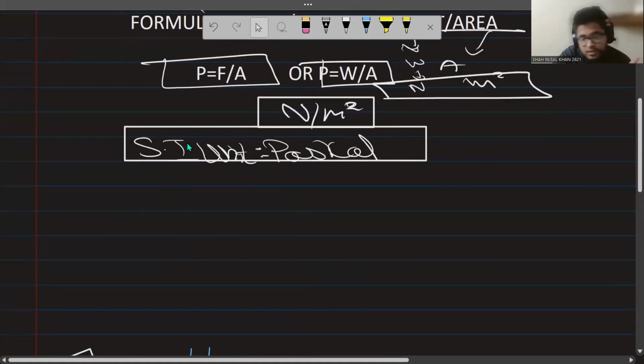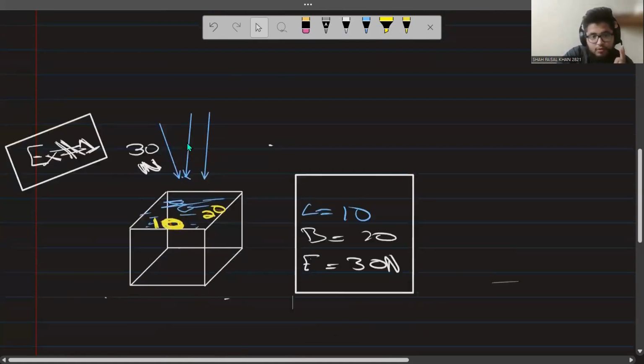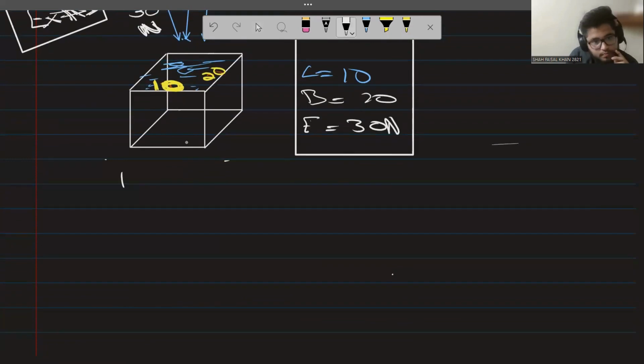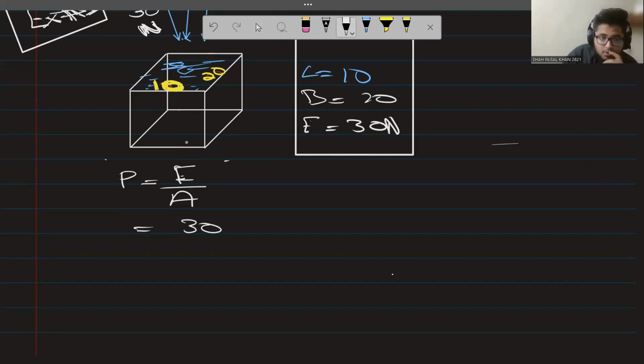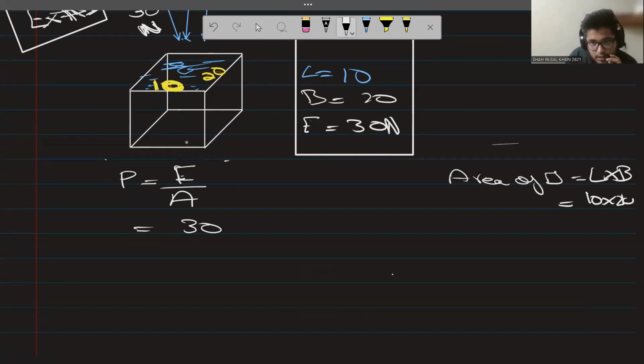What's the formula of pressure? P is equal to F upon A, right? We know F is 30, but we don't know the area. For finding the area of this rectangle, area of rectangle is equal to length into breadth. The length is 10 and the breadth is 20, so we multiply and the answer will be 200.